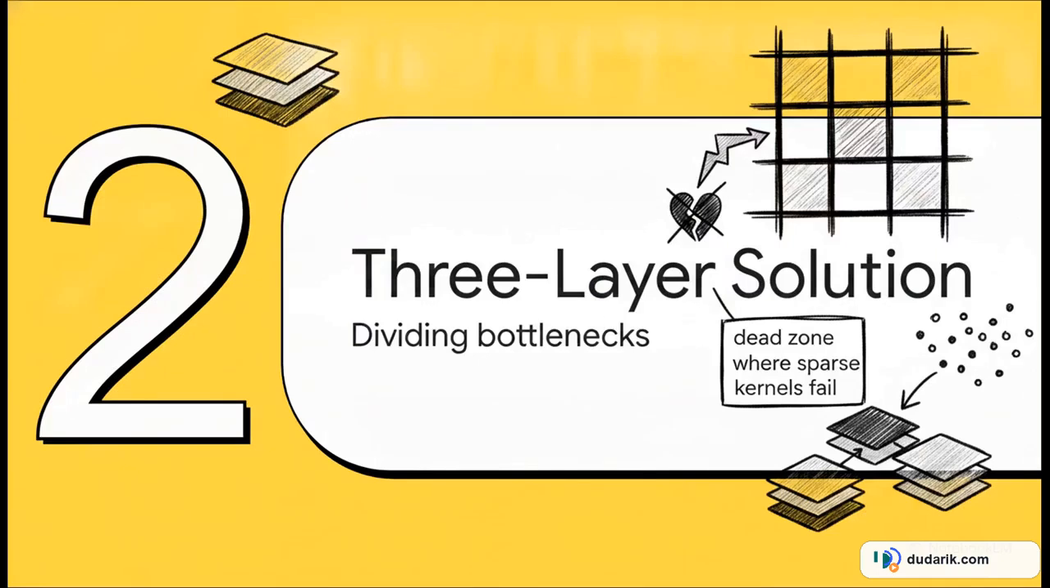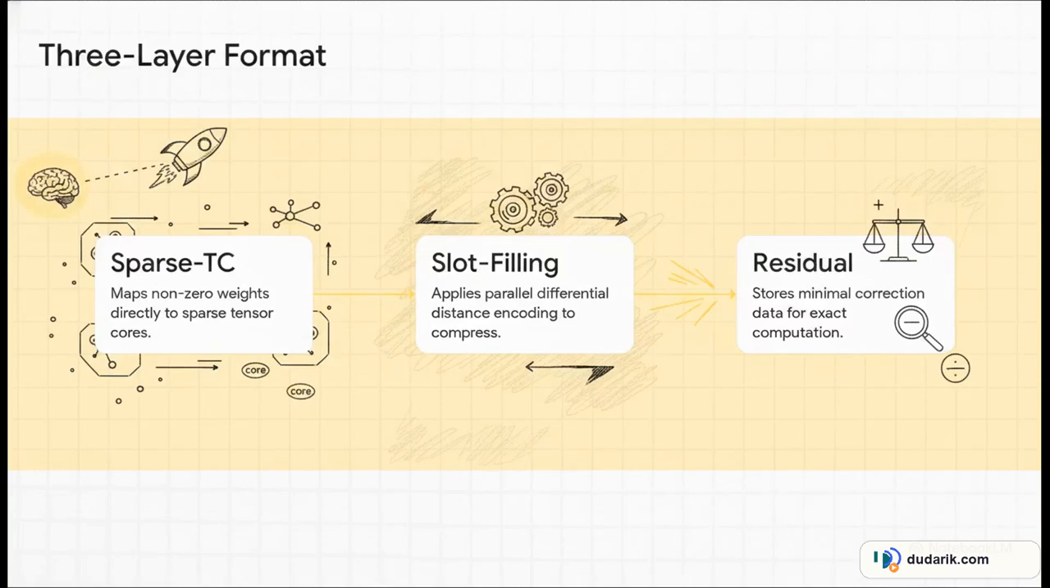Moving on to section 2, a 3-layer matrix solution. So how do we actually fix this dead zone where sparse kernels just can't beat their dense counterparts? Well, the researchers unveiled a truly brilliant 3-layer matrix storage format. Instead of just forcing a standard matrix through the hardware, they systematically divide and conquer the memory bandwidth and decoding bottlenecks. The format splits the weight matrices into 3 stacked layers: a sparse TC layer to map non-zero weights directly to sparse tensor cores, a slot-filling layer for compression, and finally a residual layer to guarantee accuracy.